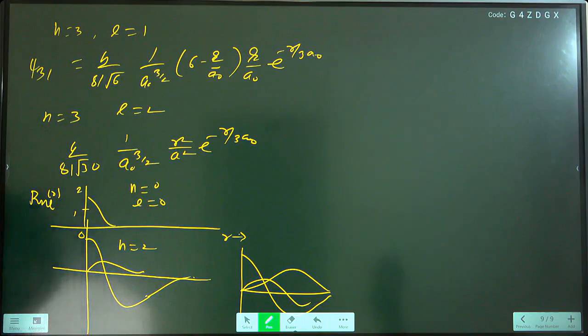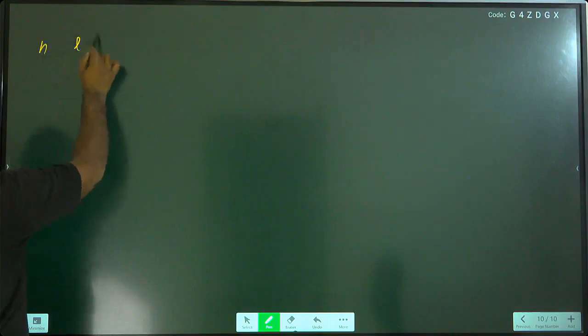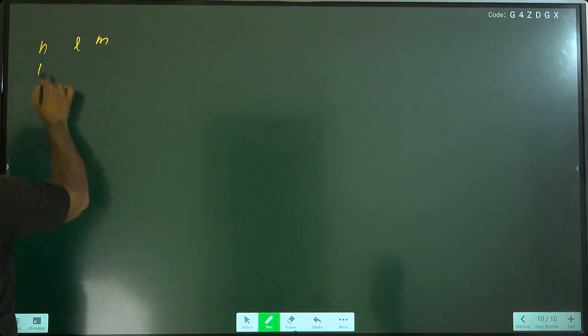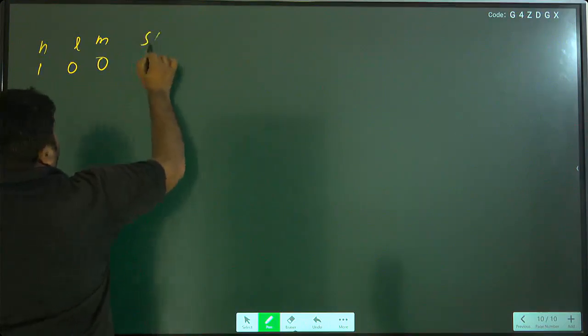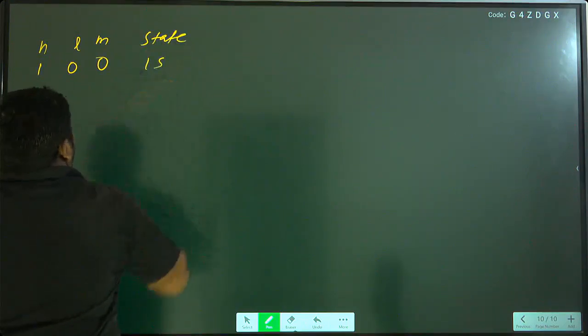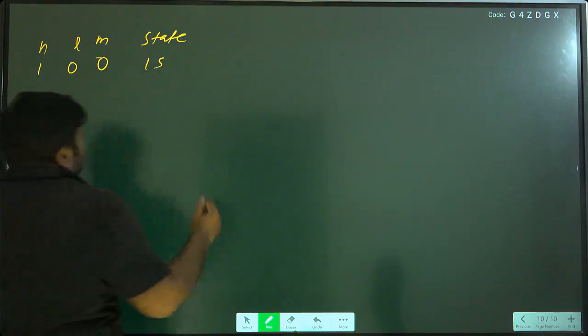Okay, this is a real form of the complete functions. Now what is the wave function for the 1s state, 2s state, 3s state? N L M. See, n is equal to 1, l is equal to 0, m is equal to 0. This state, what do we call it? The state is the 1s state, because n is equal to 1, l is equal to 0.